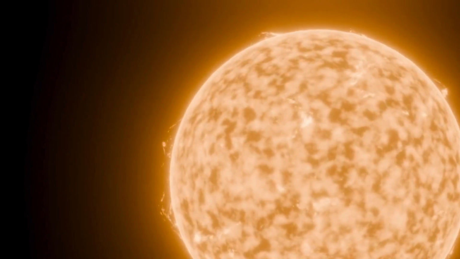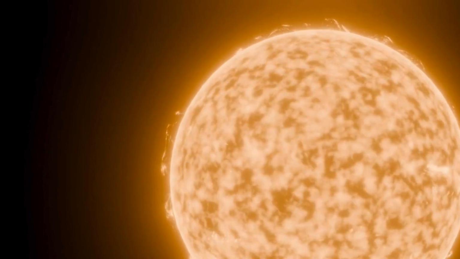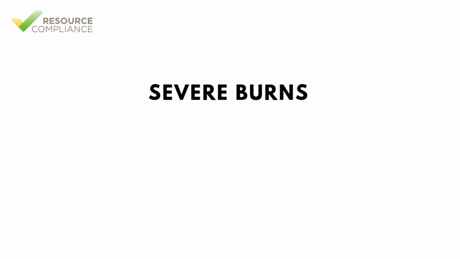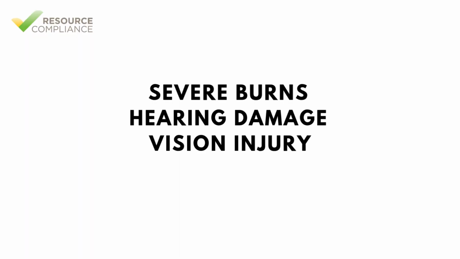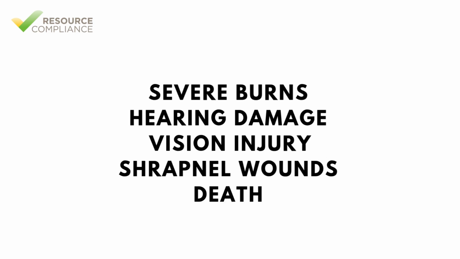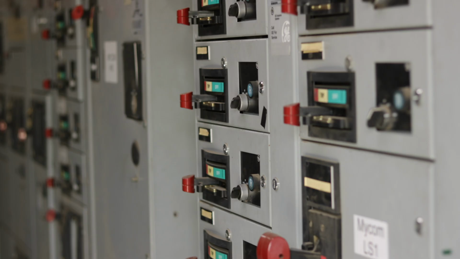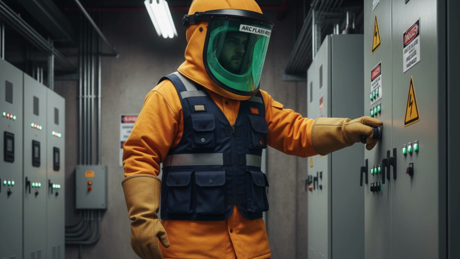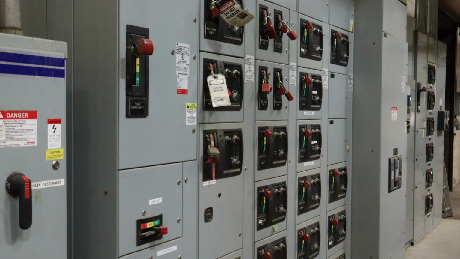This intense heat combined with the force of a blast can cause severe burns, hearing damage, vision injury, shrapnel wounds, and even death. Arc flash is a risk for refrigeration professionals because many industrial systems operate at 480 volts or higher. Furthermore, frequent electrical troubleshooting and maintenance often increases exposure to live electrical parts, and limited access space in machinery and electrical rooms can make it harder to maintain safe working distances.